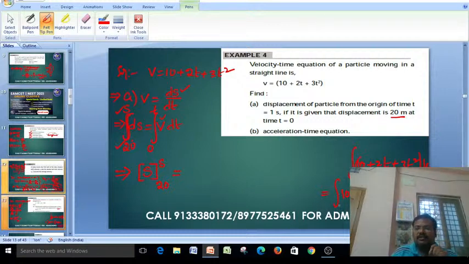When you solve each and every term separately, 10 is a constant in this, 2 is a constant in this, 3 is a constant in this, taken outside, then integration of dt is nothing but t, right? So integration of t into dt, what will you get? This is t power 1 plus 1 by 1 plus 1, that is t power 2 divided by 2. Which formula will I use in this case? Integration of x power n, I will write this one.